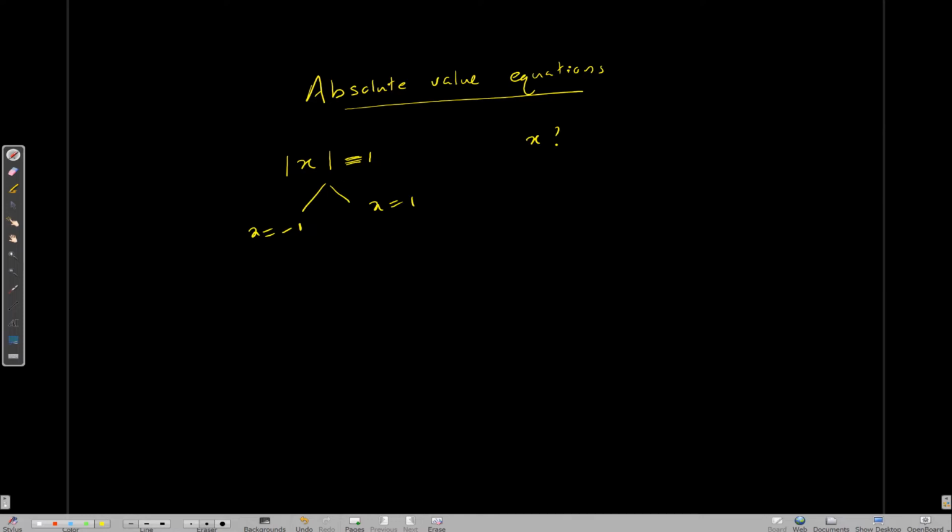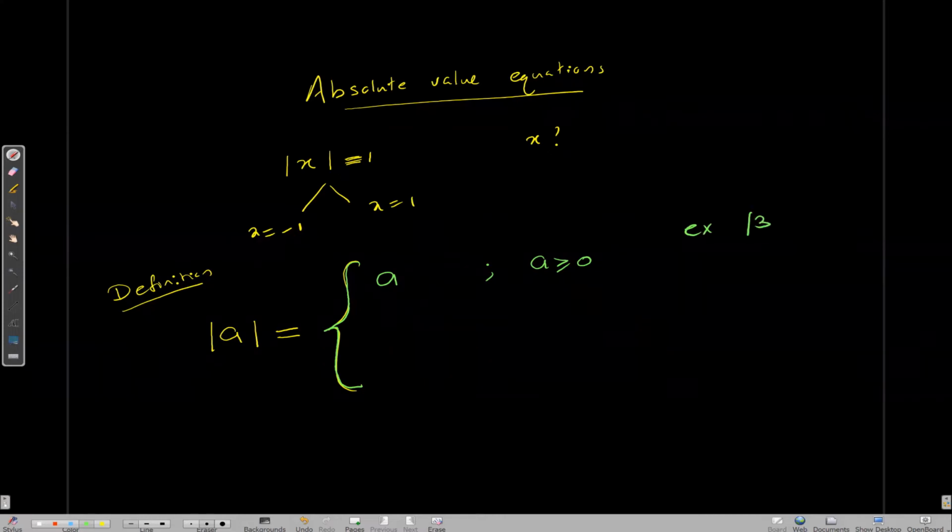Now, let me actually give you the definition of absolute value of, let's say, a. Absolute value of a is actually defined like this. So, this is the definition. When we put this curly parenthesis, that means we are breaking it up into two or more pieces, more cases. If a is positive, then absolute value of a is just a. For an example here, absolute value of 3 is 3, right? Because 3 is positive.